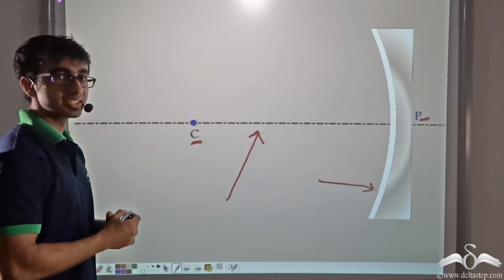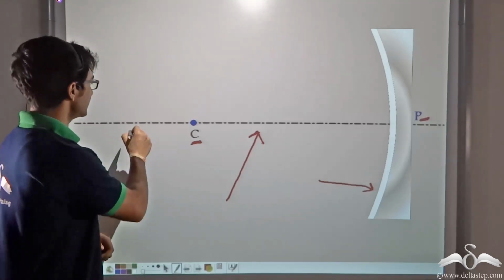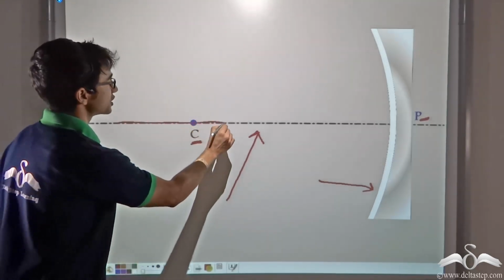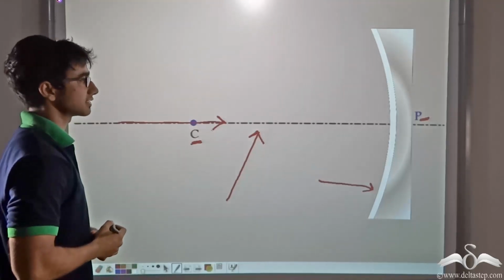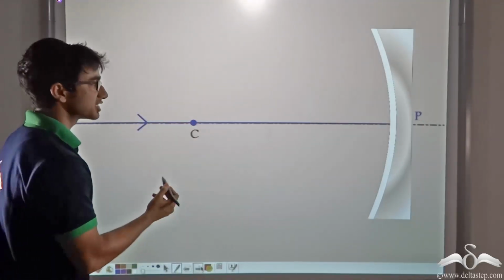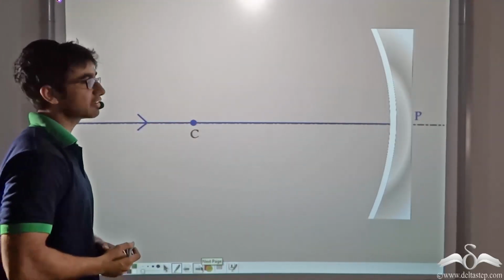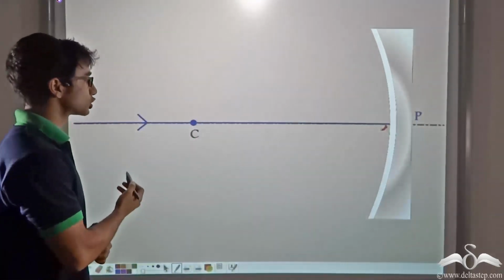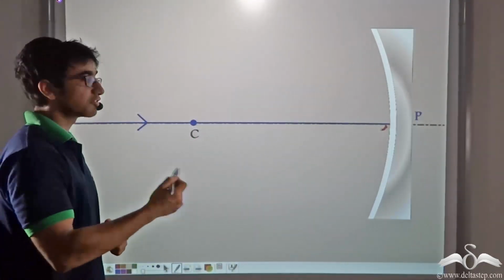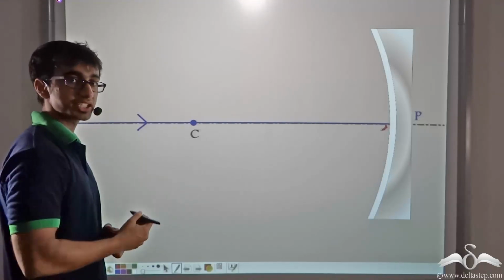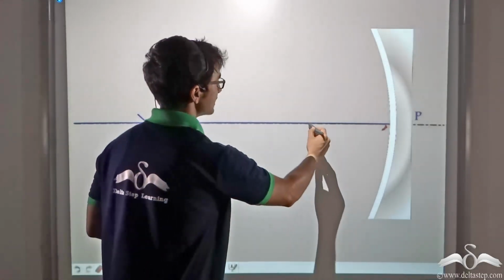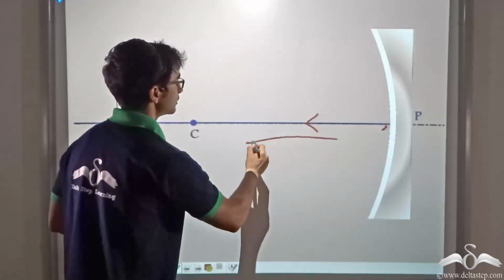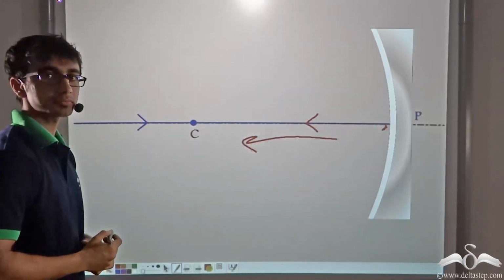Firstly, we consider a ray that is traveling through the center of curvature along the principal axis. This ray is incident on the concave mirror at its pole. Since it traveled through the center of curvature, after reflection it will retrace its path, so the ray is reflected back in the same direction.